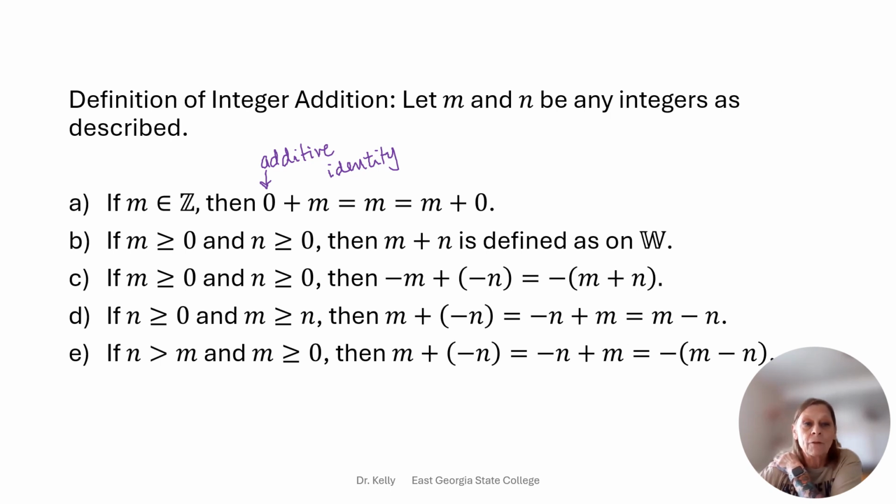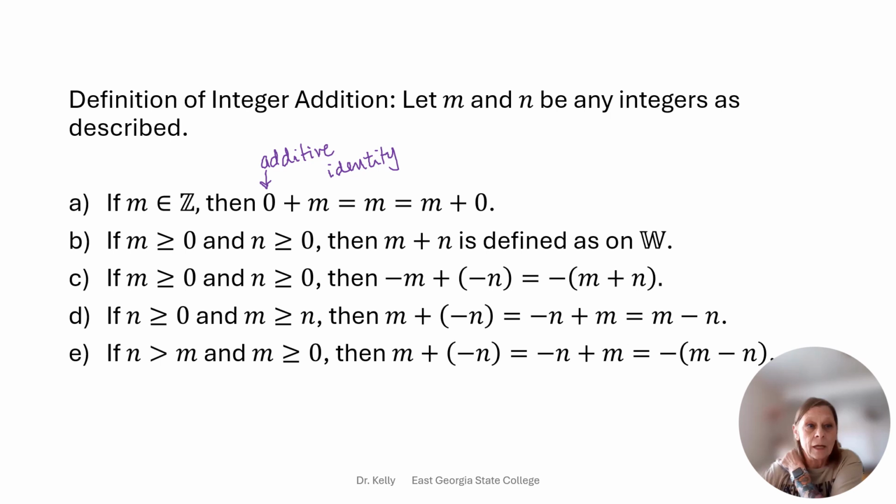Also, if n is greater than 0 and m is greater than n, okay, we got to put in those caveats there, then m plus negative n is equal to negative n plus m, which is equal to m minus n. And if you're so inclined to wanting to see some proof on that, I'm sure the textbook's got some proof on it. I almost did a proof, but I was kind of hoping to make this a short lesson here.